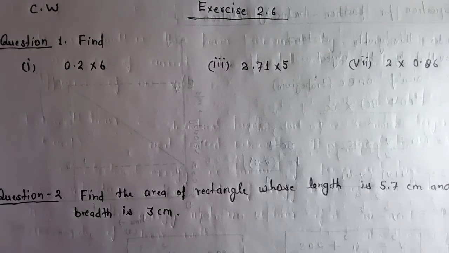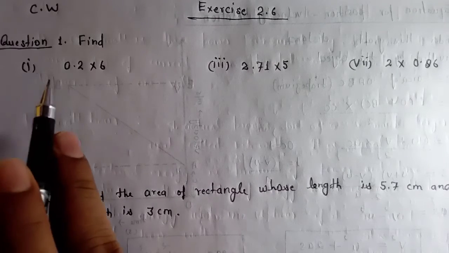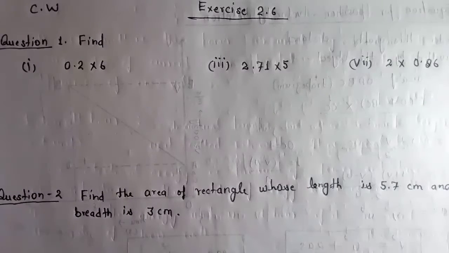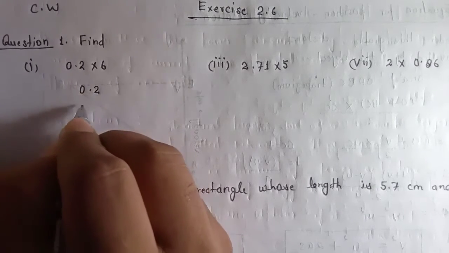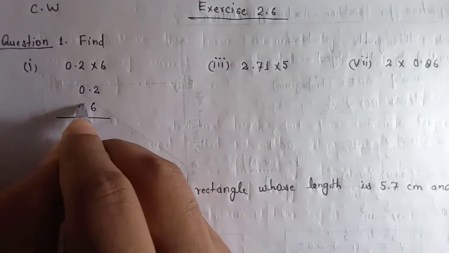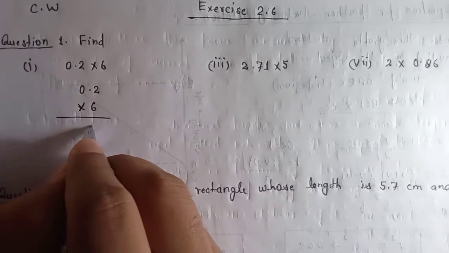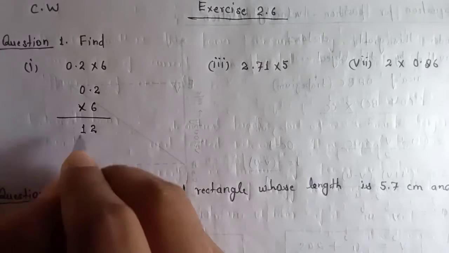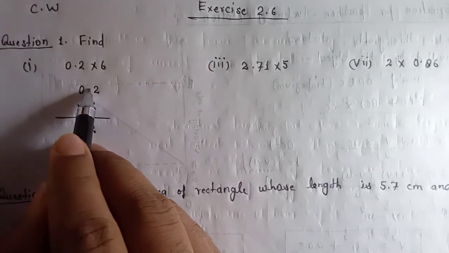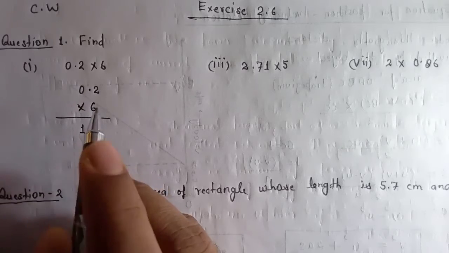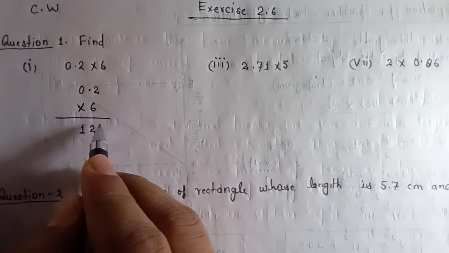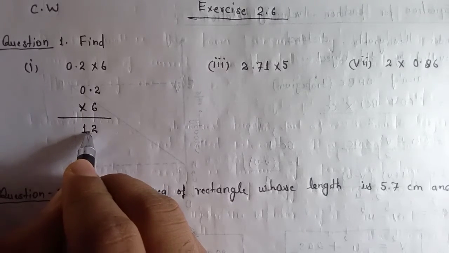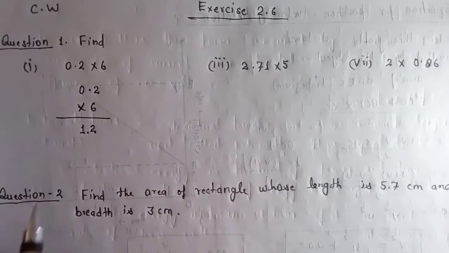In exercise 2.6, there is a first question. Find 0.2 into 6. We have to multiply this 0.2 and 6. This is the simple method. Write 0.2 and multiply by 6. 6 times 2 is 12. Write it. But you can see there is a decimal point, and after the decimal point there is a number. So count from the right side 1, because there is a single number. Count 1 and place your decimal sign here. This is your answer, 1.2.